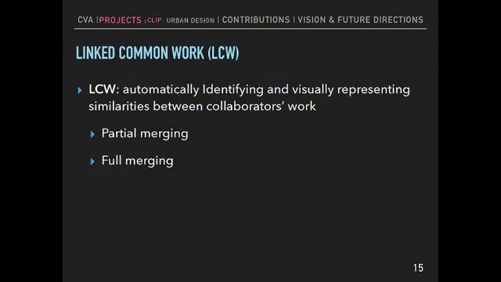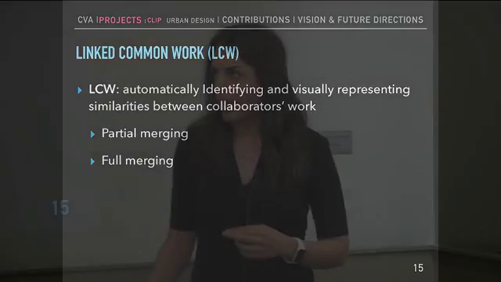So the core idea of CLIP was what we called linked common work, or LCW. This was basically the idea that we can automatically identify and visually present all of the common work to help them gain better awareness of who's doing what at any given moment. It came in two different modes: partial merging as well as full merging.